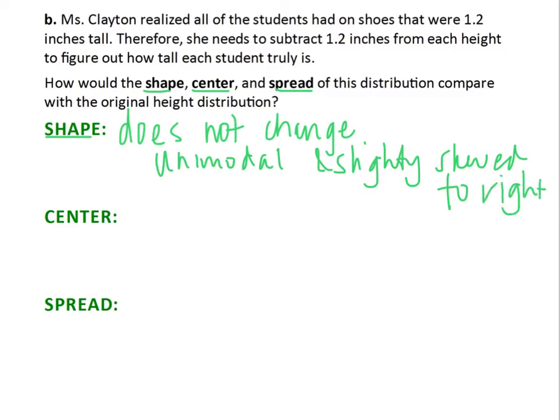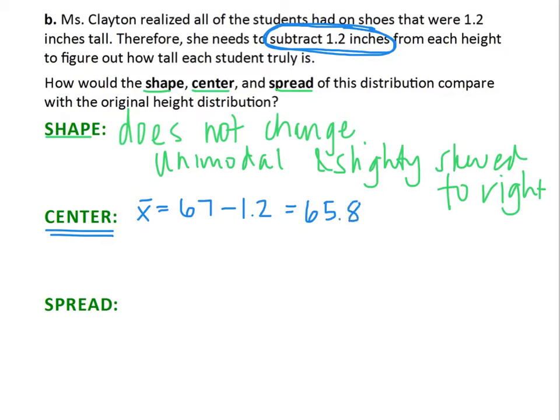Well, now the center, we just saw in key point number 1, is what changes. And it's going to change by whatever I added or subtracted. Since I subtracted 1.2 inches, my mean, which was 67, is going to get subtracted by 1.2, and that's going to give me a mean of 65.8. So my new mean is 65.8 inches. I subtracted 1.2 from the original mean. The median is also going to change.